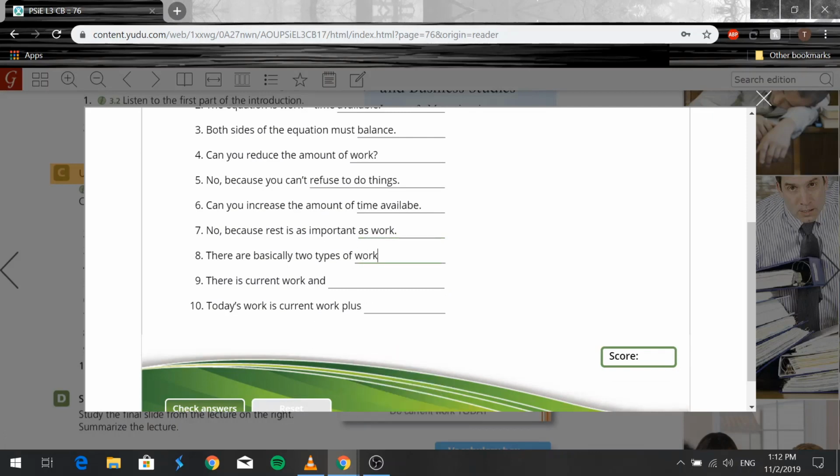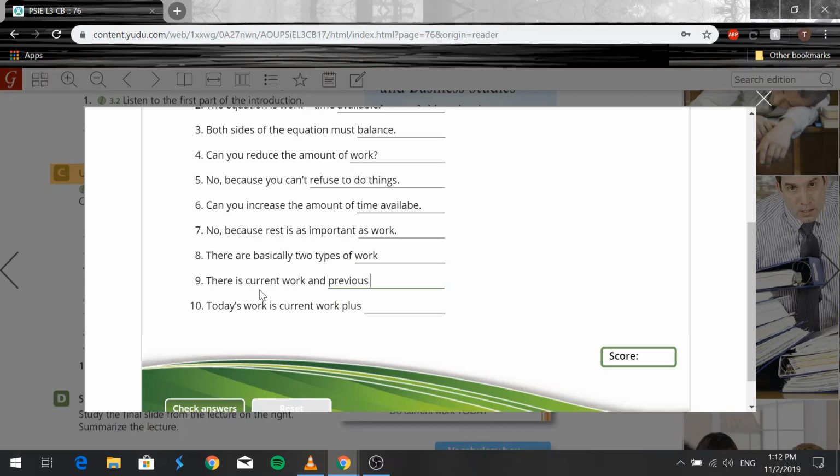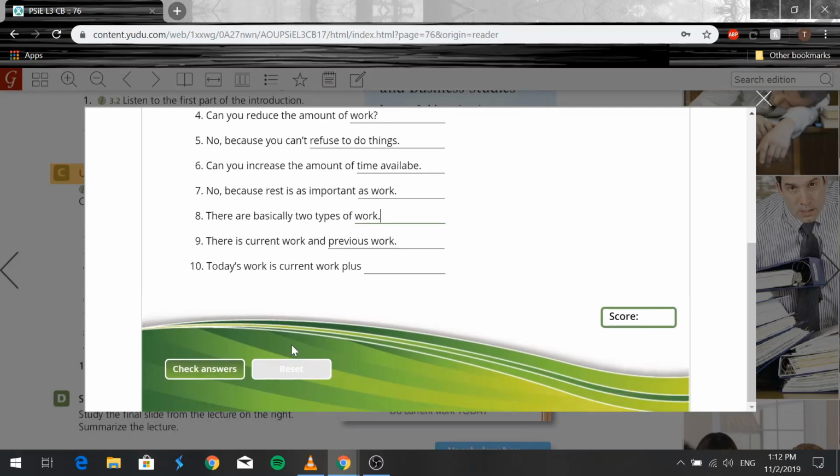There are basically 2 types of, we'll say, work, right? Current work and previous work. There is current work and previous work. Then finally, we have today's work is current work plus previous work, right? So today's work is current work plus previous work.